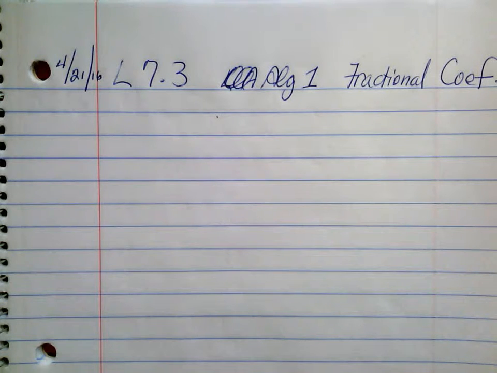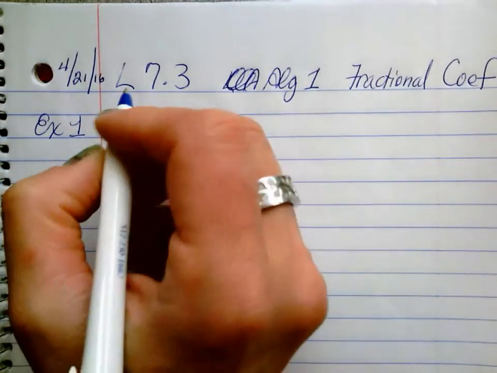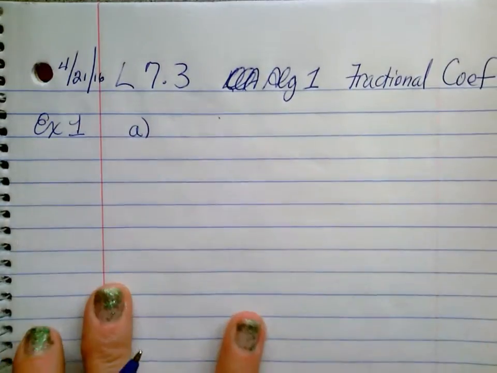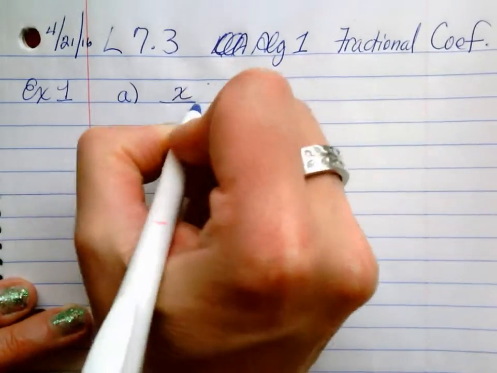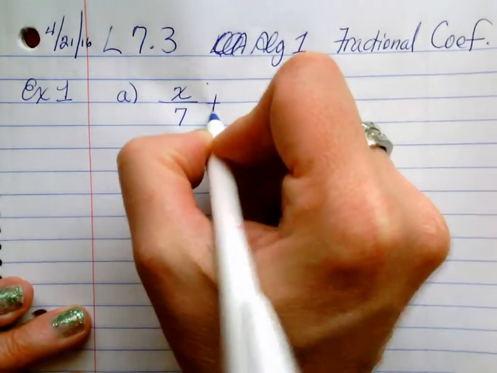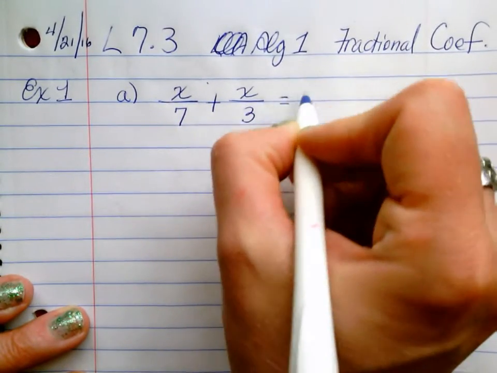So to start with, in example 1, they give you two fractions being added together. You guys should be on page 298. So x divided by 7 added to, again, x, but divided by 3 is equivalent to 10.